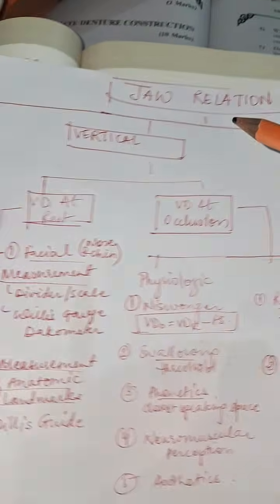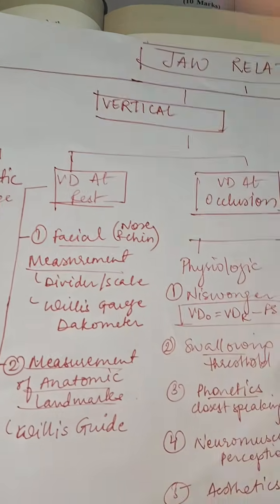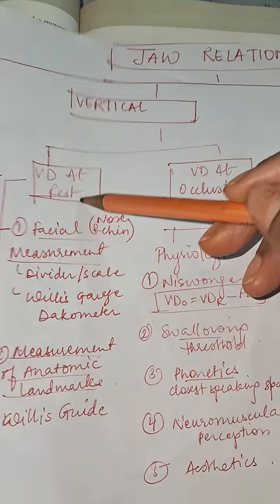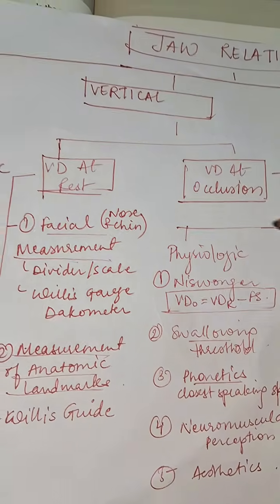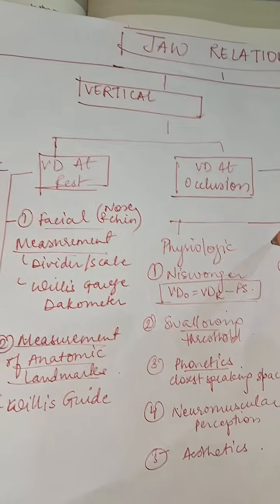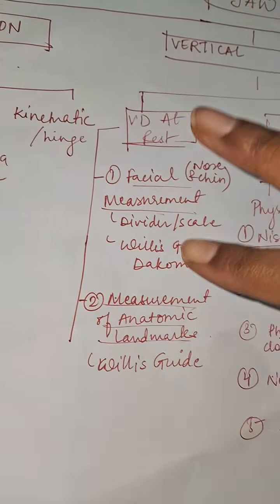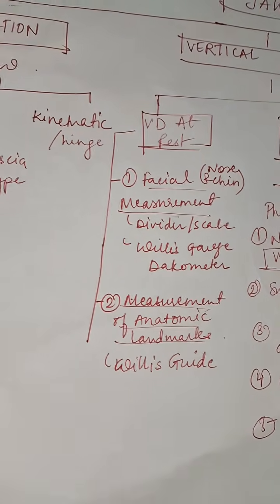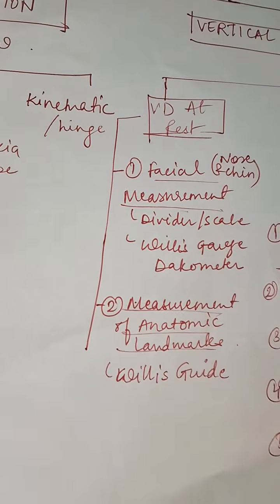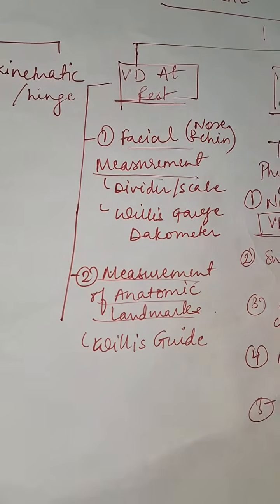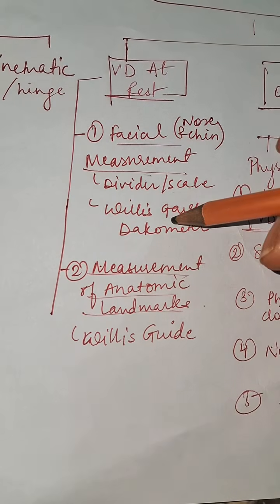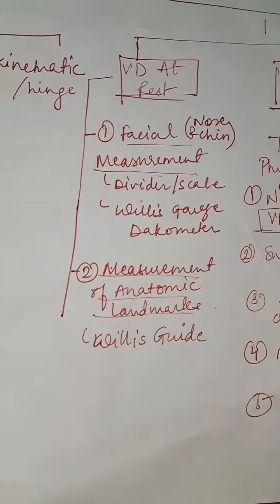Now, methods for recording vertical jaw relation. There are two types of vertical relations, that is at rest and at occlusion. Firstly, we have to record the at rest relation so that we can record the at occlusion dimension. At rest, we have two methods to record: the facial measurement method and the anatomic landmark method. In facial measurement, we measure from the nose to the chin with a divider or scale. We have some measures like Willis gauge or Dacometer.